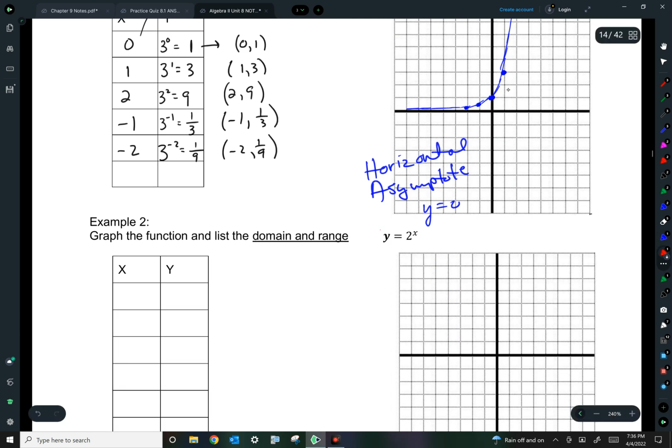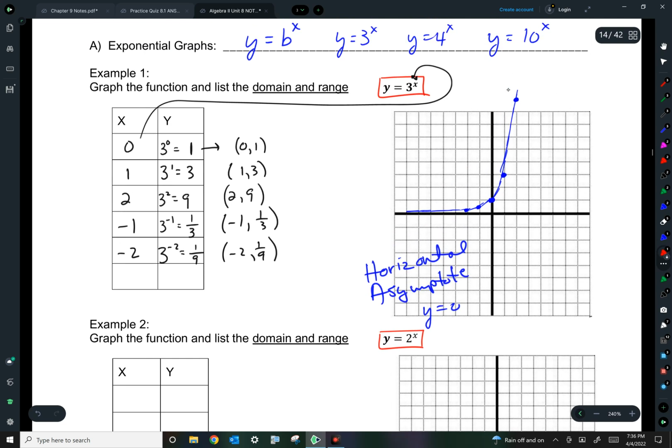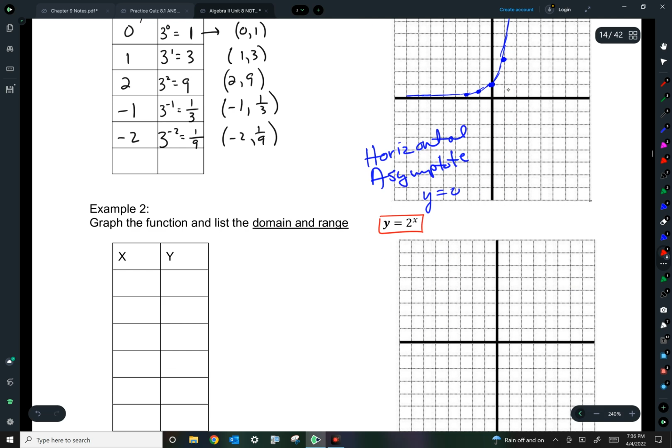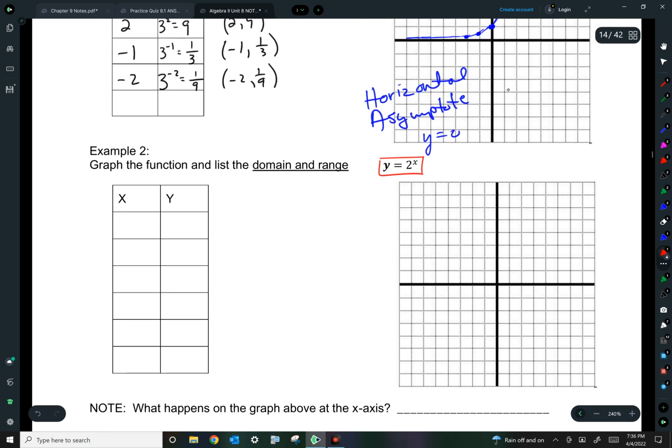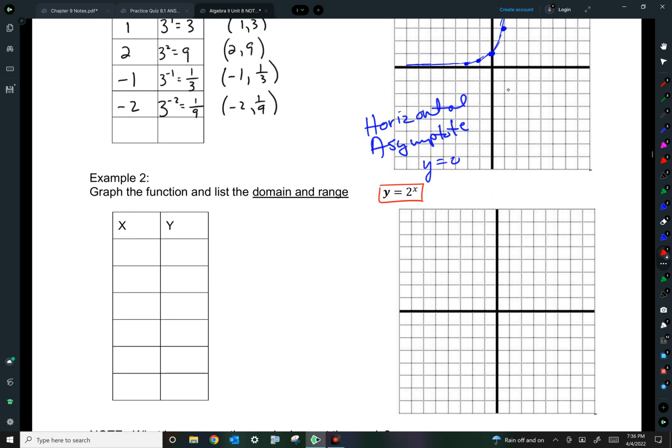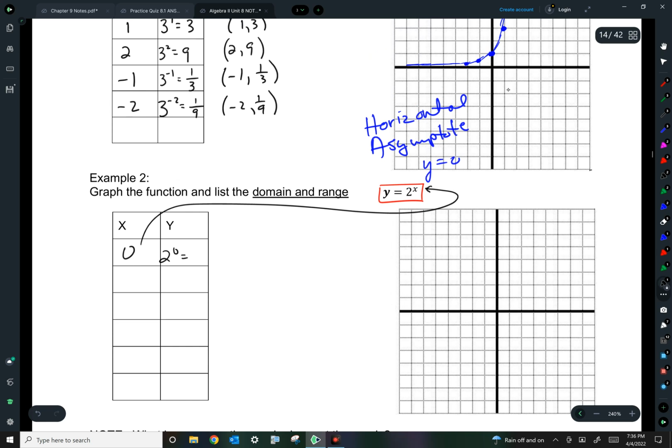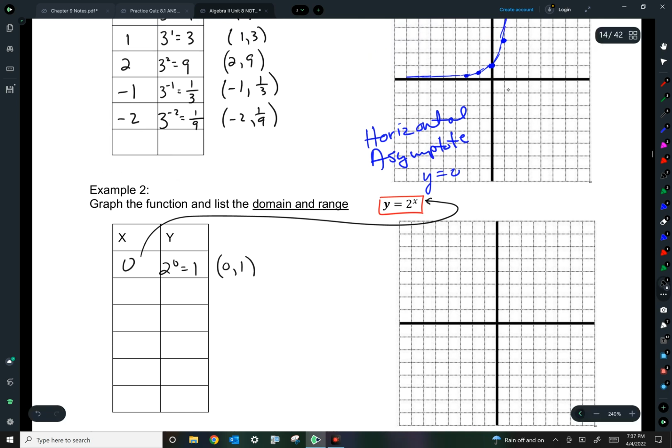This time we're going to look at 2 to the x. So we want to think about, how would 2 to the x compare to 3 to the x? Okay, well, let's pick some points. We'll start at 0 again. I'll plug in 0 for x. Well, if I plug in 0 for x, I'm going to have 2 to the 0, which is 1. Hey, that's the same ordered pair that I had up above. Right? Okay.